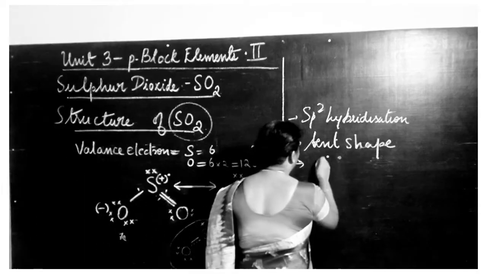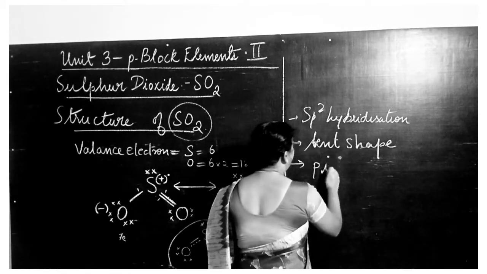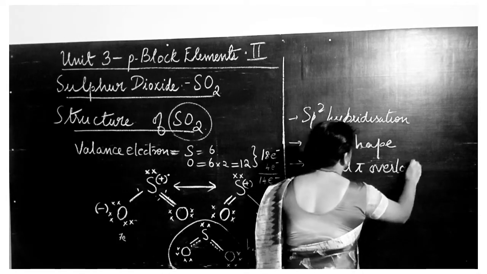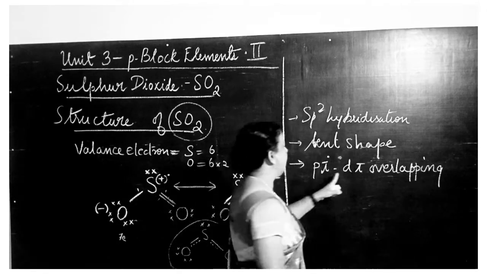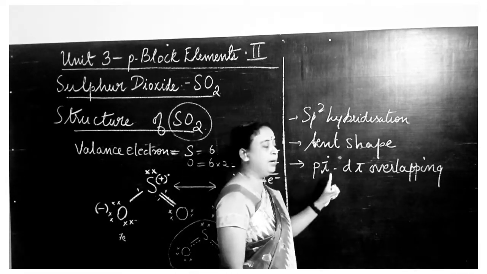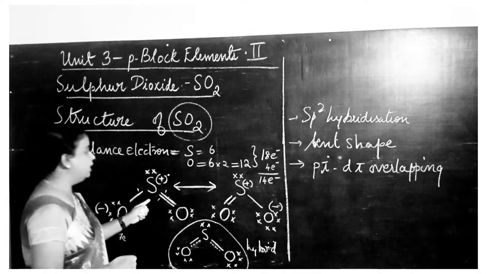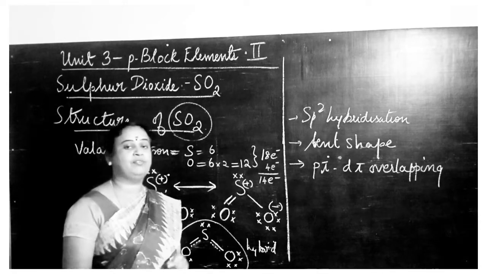So this double bond is due to p pi d pi overlapping of the orbitals, p orbital and d orbital. So p pi d pi orbitals are undergoing overlapping. So that is the reason for the double bond in the case of sulfur dioxide. So that's it all about the structure of sulfur dioxide.